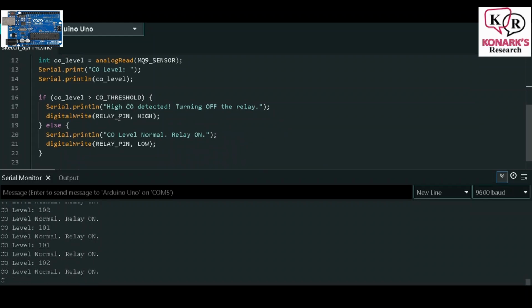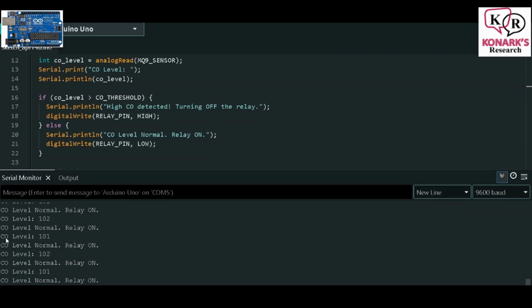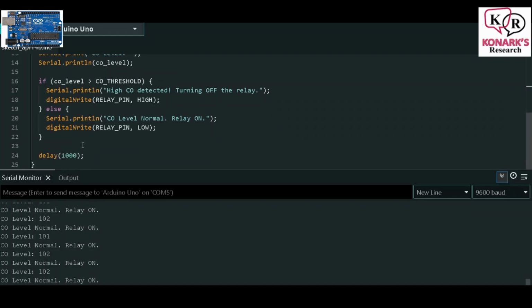If the CO level is below the threshold, the relay remains on, allowing the heater to operate normally. A confirmation message is printed indicating that the CO level is within safe limits. At last, a short delay of 1 second is included between each sensor reading to ensure smooth and efficient operation.